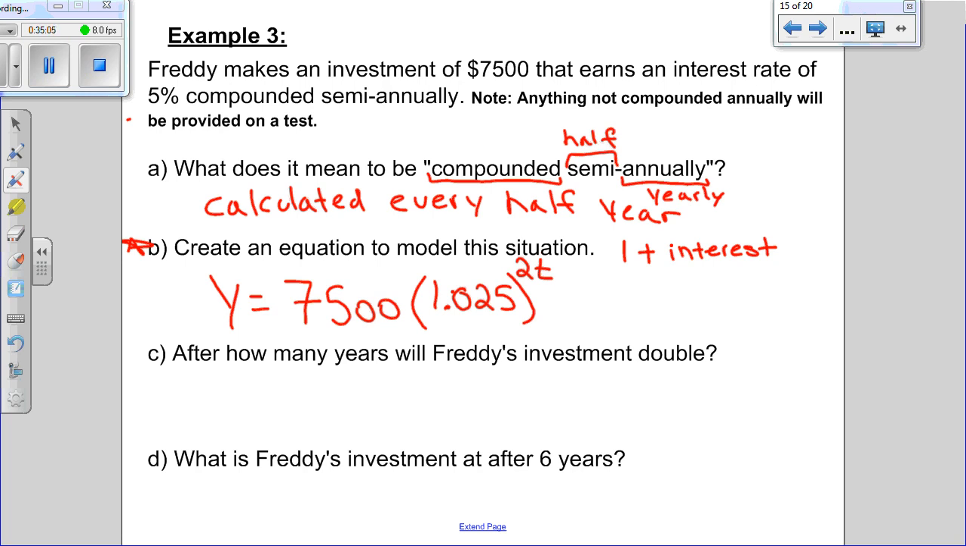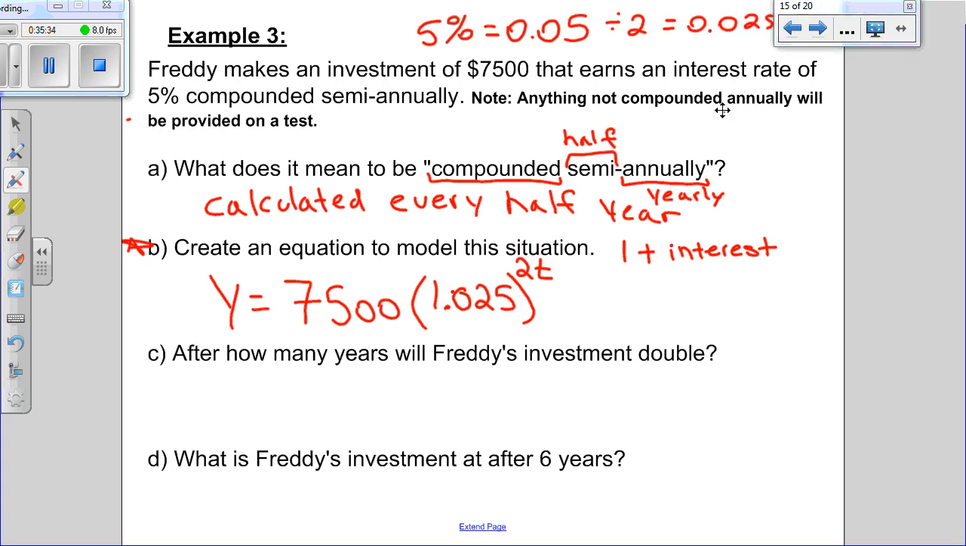Why is it 1.025? If you were to change 5% to a decimal, it's 0.05. And divide that by 2, and you get 0.025. If you put 0.25, that would be 25%, right? And that is a trick. Remember that if it's like a single digit, you gotta have a 0 before it.